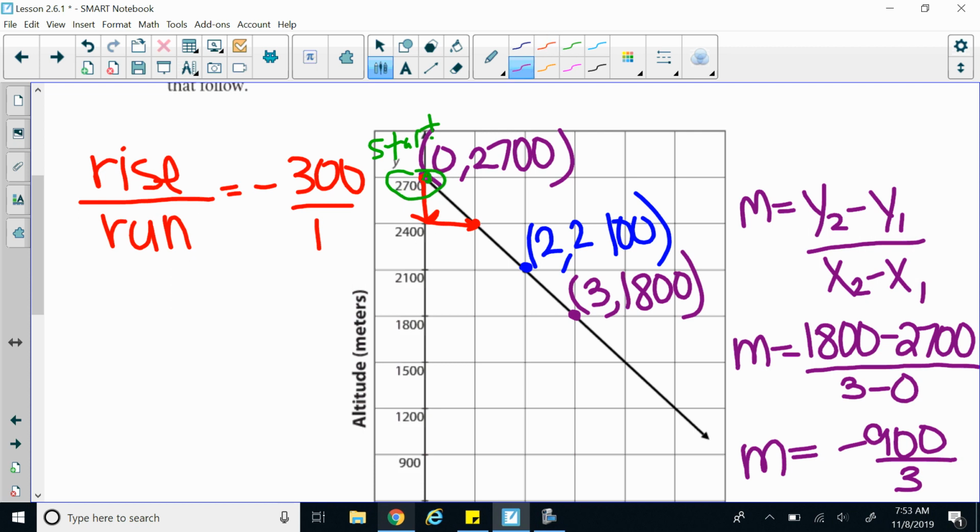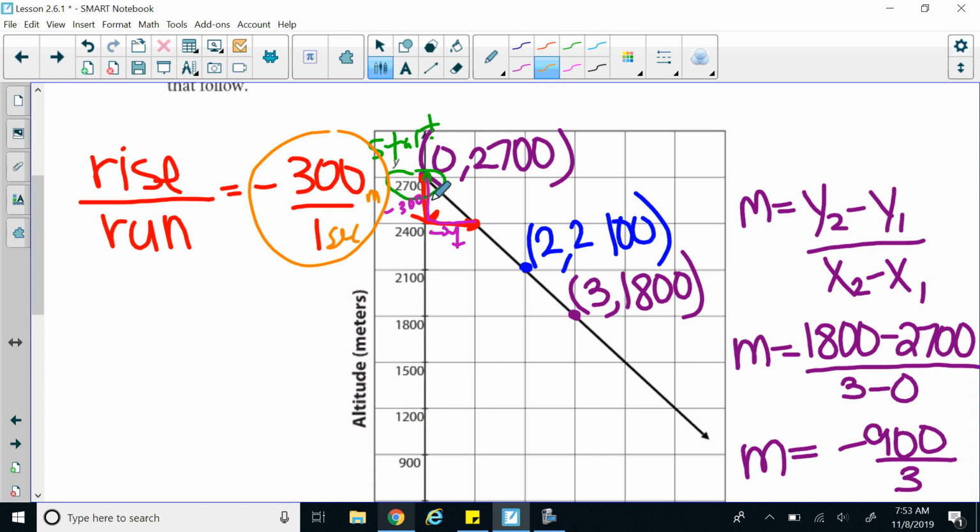So if you look here, I just counted down and over. We went down from 2,700 to 2,400, so it's negative 300, and then over 1 second, which gave us this rise over run, or our slope of negative 300 meters for every 1 second.